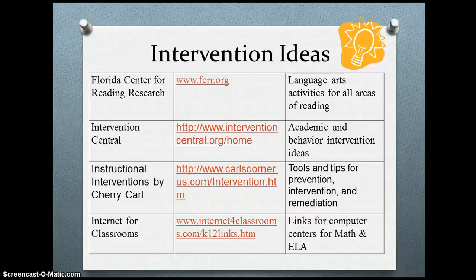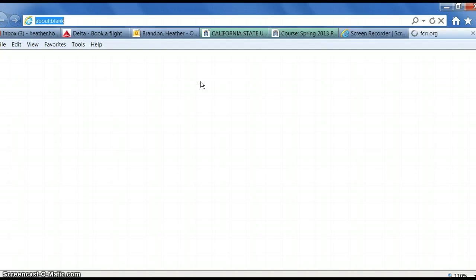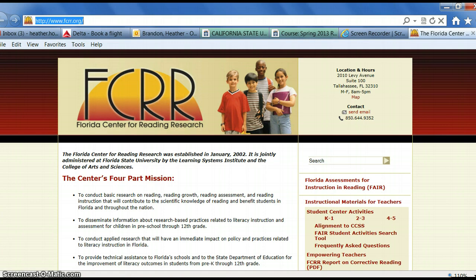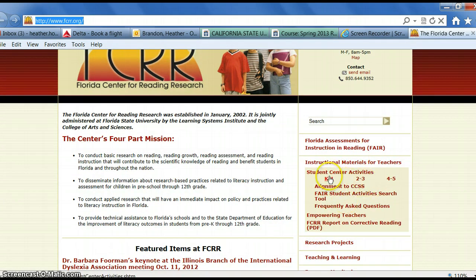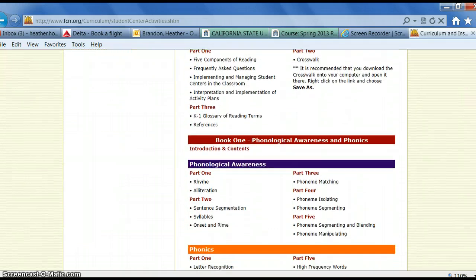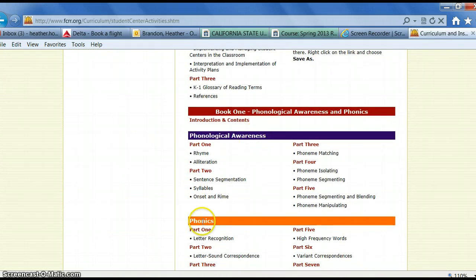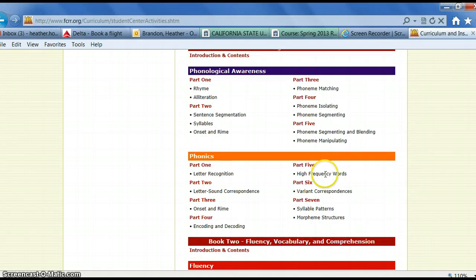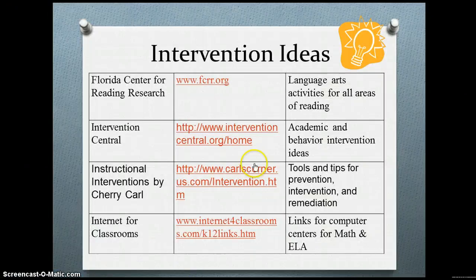Here are some awesome resources and websites that you can use for planning interventions. Florida Center for Reading Research, if you haven't been there, it's amazing. I'll quickly take you there right now. If you just go over here to Student Center Activities and click on the grade level K-5 that you're looking for, and then go down here, depending on the area of need, you can click on what the student might need help with. I know a number of you found students needed help with high frequency words, so if you click on this, it gives you a PDF of a ton of different games you can play.